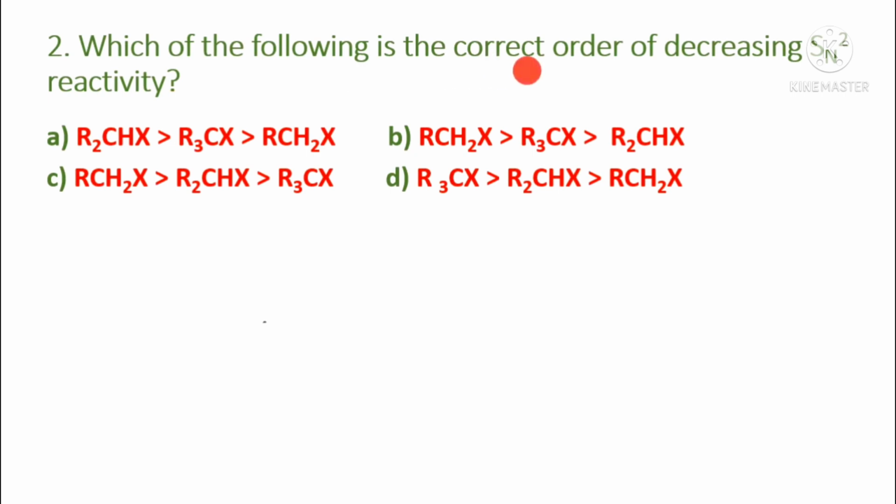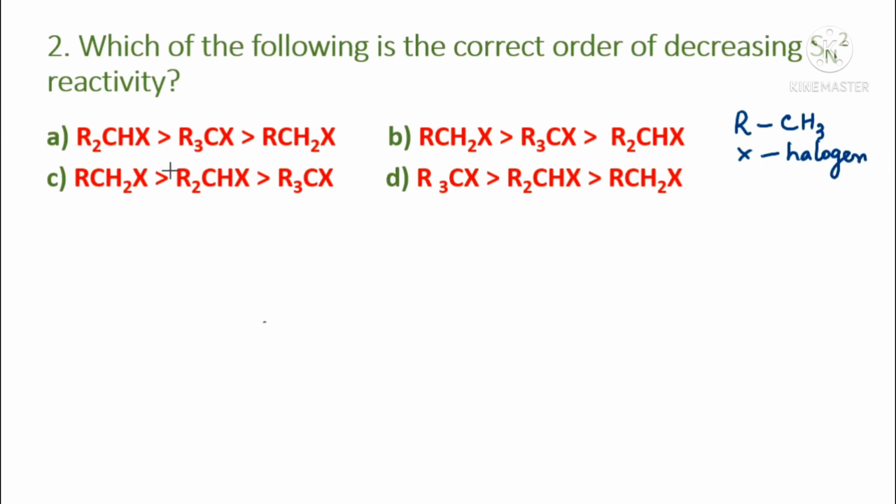Which of the following is the correct order of decreasing SN2 reactivity? They are asking you to find the compound which undergoes the SN2 reaction fast, so you want to write it in decreasing order. Three types of compounds are given: R2CHX, R3CX, RCH2X, where R represents an alkyl group. Let us consider CH3 as the alkyl group, and X represents a halogen.